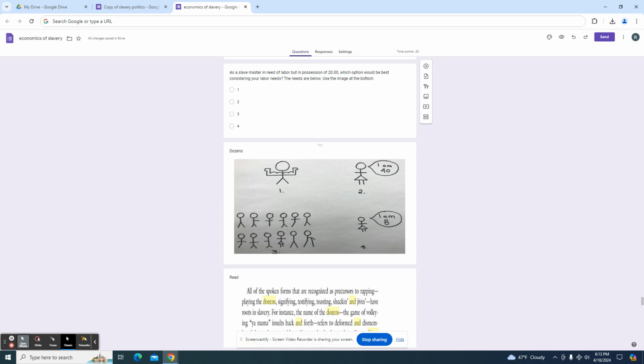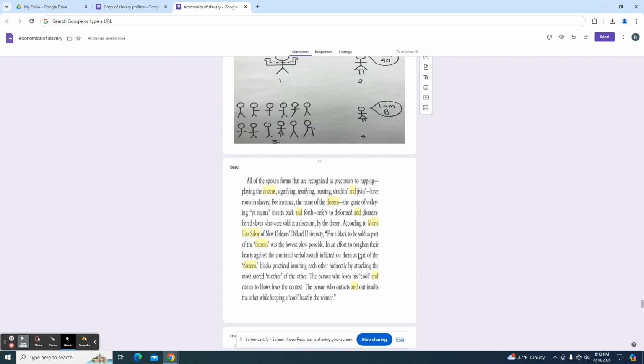And again, I know that this is possibly problematic and not everybody might feel comfortable about this, but this is the reality. I mean, if you're going to buy a 40-year-old female slave versus an 8-year-old female slave, someone muscular versus the dozens, these seem to be the options. I included a source there.